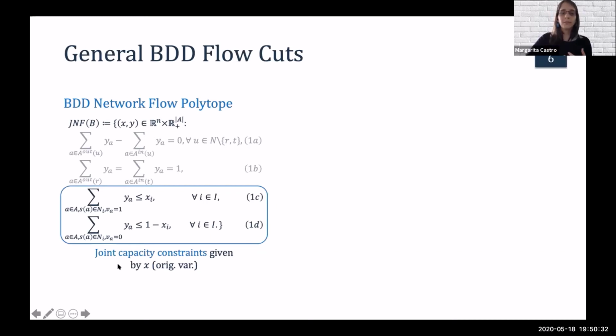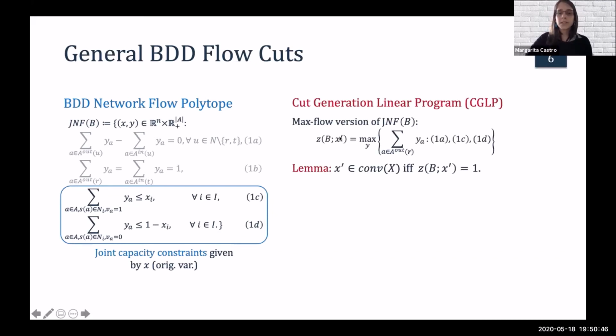So for a given value of x, we can see these constraints as constraining how much flow can pass through a set of arcs in the graph. So what we do now is that our CGLP is basically the max flow version of the polytope that we had before. We remove these constraints where we impose the flow to be equal to 1, and now we're going to maximize the flow over the graph.